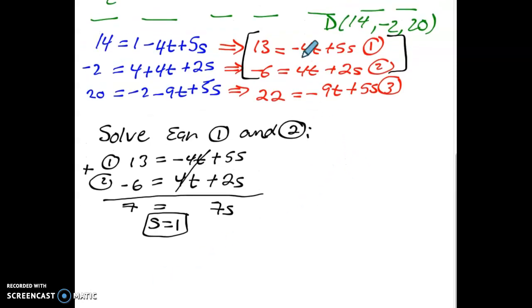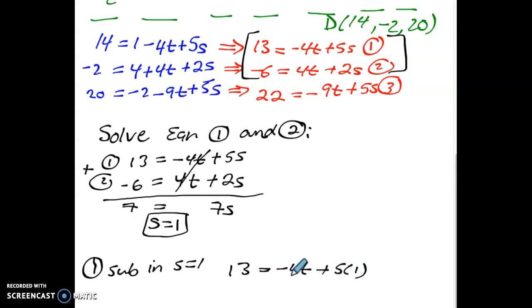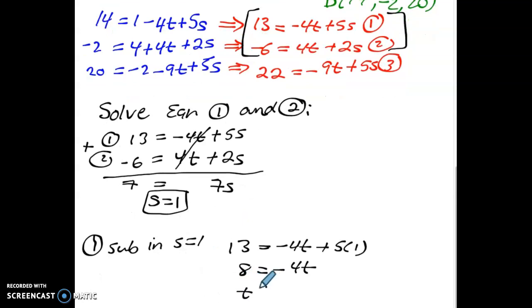And now I need to figure out t. And once again, only use the two equations that you've chosen. We're pretending that 3 doesn't exist for right now. Okay, so we need to solve for the t value. So for instance, we can sub into equation 1. And when we do that, we get that 8 equals -4t. So that means that t equals -2. So now we have an s and a t.